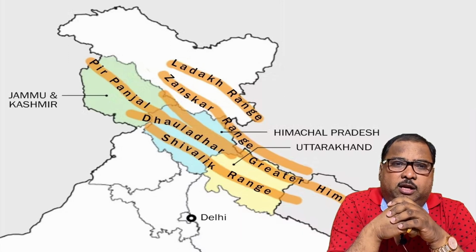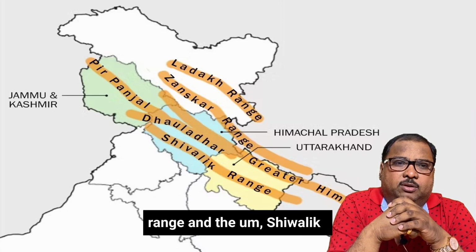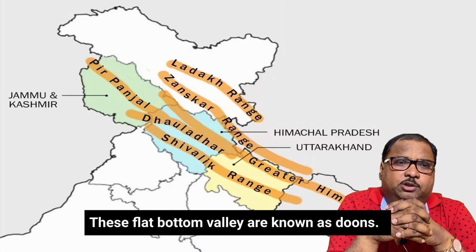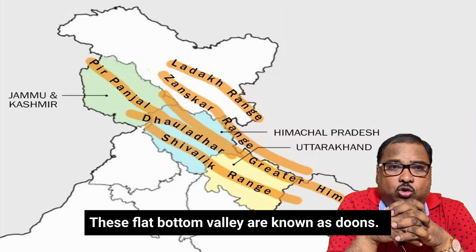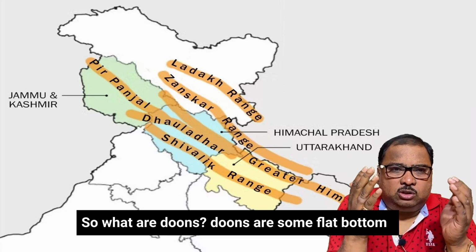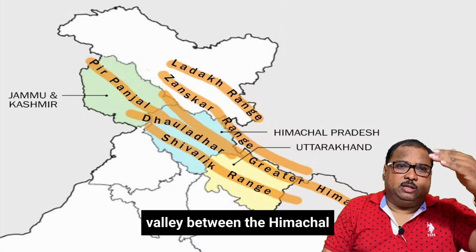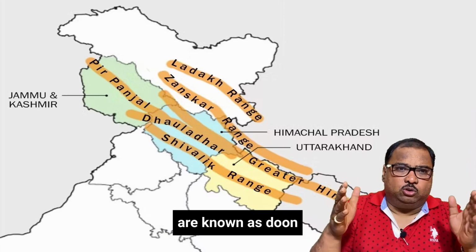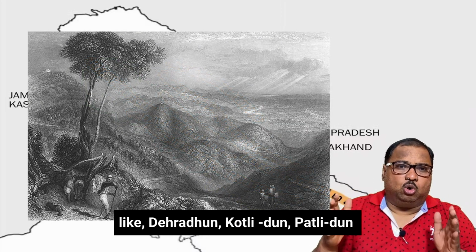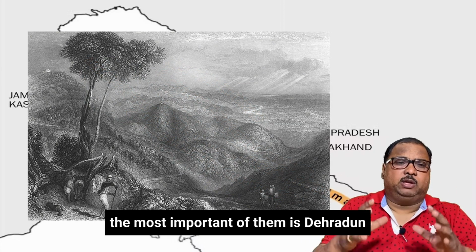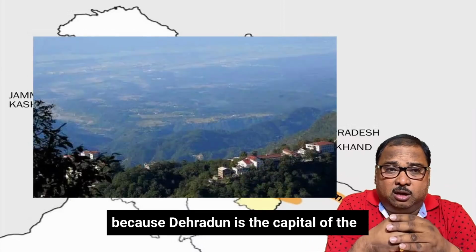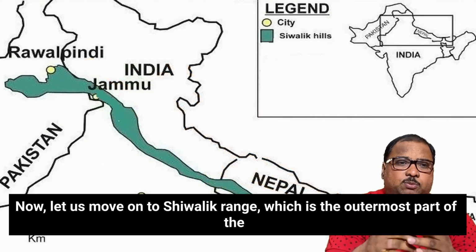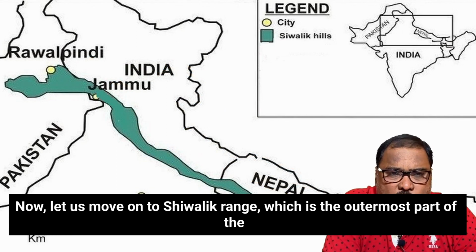Between the Himachal range and the Shivalik range, there are some flat-bottomed valleys. These flat-bottomed valleys are known as duns. So, what are duns? Duns are some flat-bottomed valleys between the Himachal range and the Shivalik range, like Dehradun, Kotli Dun, Patli Dun. The most important of them is Dehradun because Dehradun is the capital of the state of Uttarakhand. Now let us move on to Shivalik, which is the outermost part of the Himalayas.